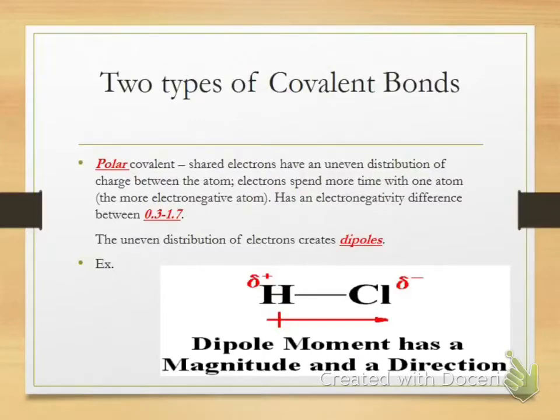So those funny looking symbols are not S's, they're not H's, they're a sigma, okay? Greek letter. And what it means is it's slightly positive and slightly negative, okay?